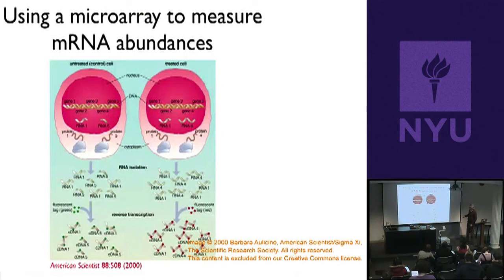We mix those two together, so now they're all in one test tube, but we know where each one came from because they're labeled green and red. And then we wash that over our microarray slide. Okay, so you can imagine submerging this glass slide we just made in this solution. Okay, so what's going to happen?